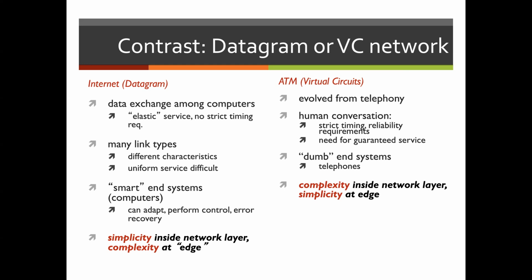And so when we consider virtual circuits for ATM, we can consider that it evolved from telephone protocols. And so it focuses on human conversation, which enables strict timing and reliability requirements. And it also ensures a need for guaranteed service. And so some of the end components might be a little bit clunky, such as the telephones that are typically associated with it. And so when we consider this, we have to consider that the virtual connection and the virtual channel can result in some complexity inside the network layer, but it results in simplicity at the edge.